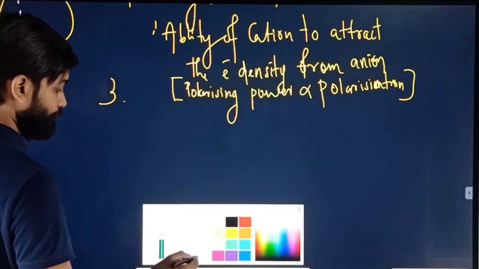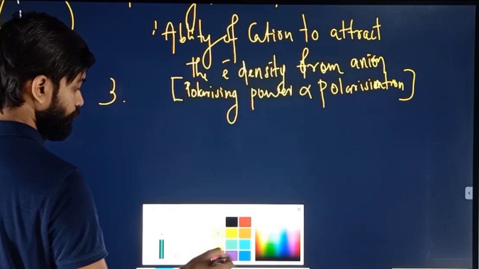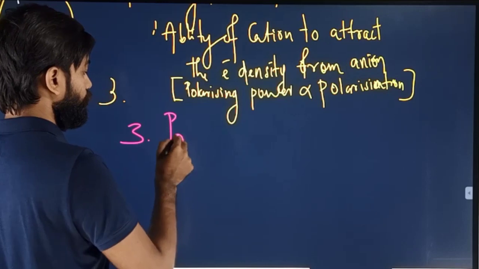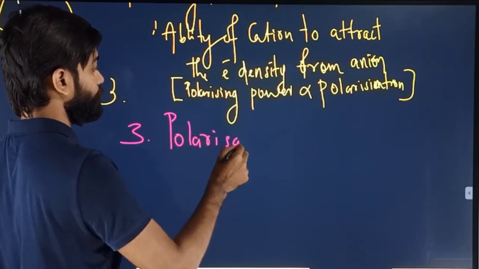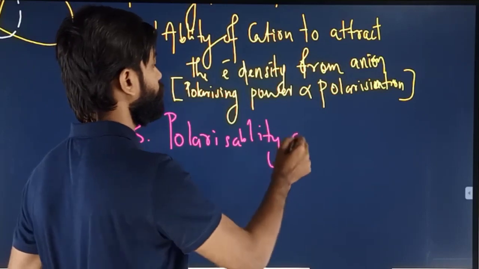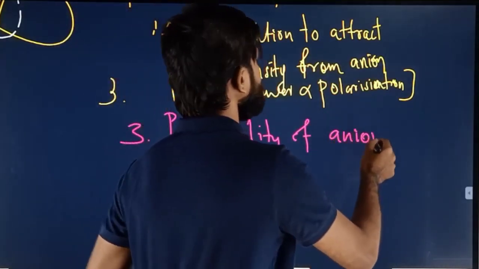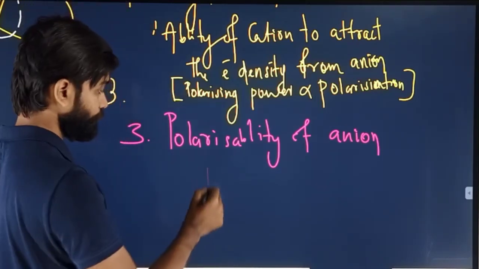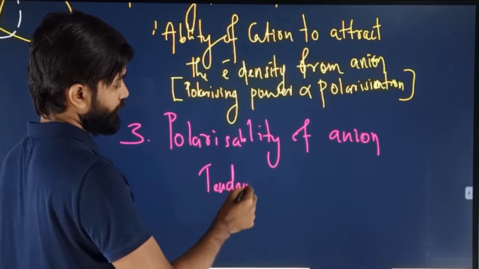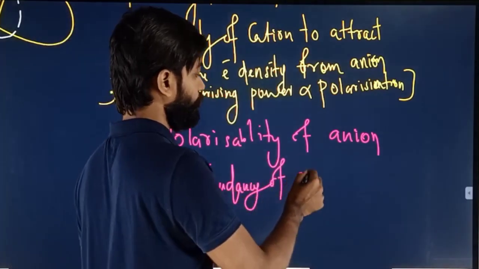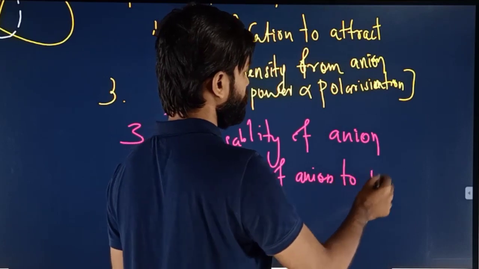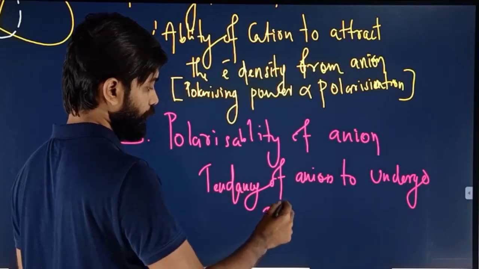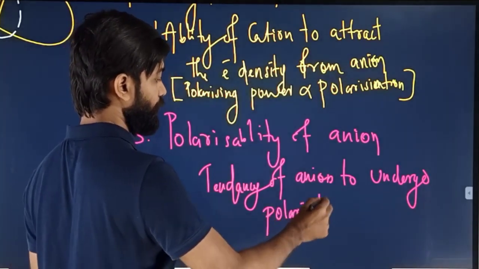And the third term is polarizability of anion. Polarizability of anion is the tendency of the anion to undergo polarization.